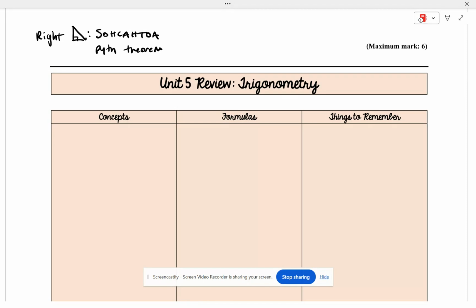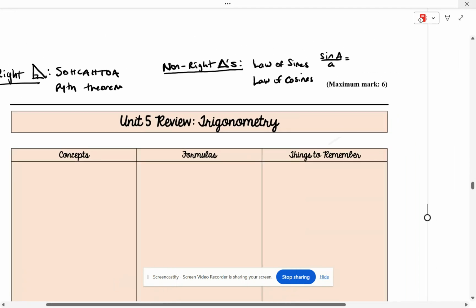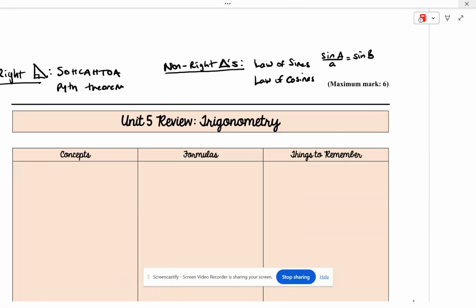Okay. If it's not a right triangle, though, you have to use the following formulas. In non-right triangles, you are going to use either the law of sines or the law of cosines to solve for unknowns. So the law of sines, right, we've got sine A over A is equal to the sine of B over B.